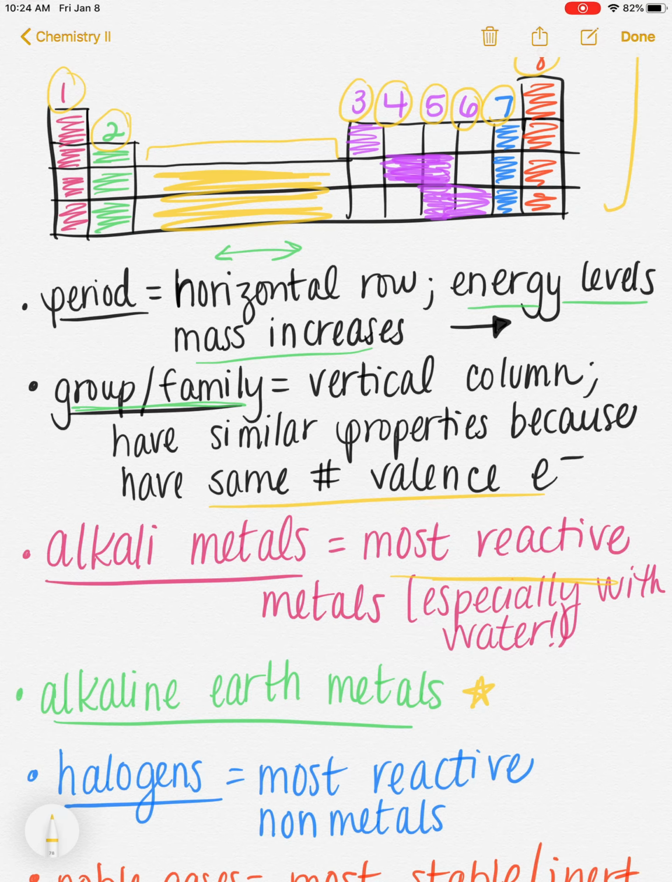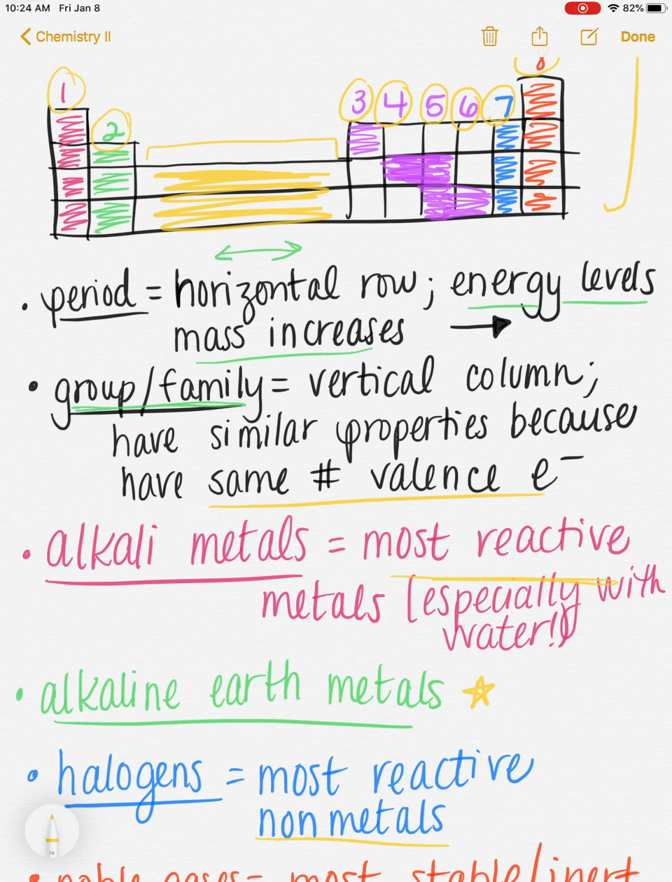Now we're going to skip over here to the blue column, group 7 or group 7A, group 17. Those are the halogens. So these are like fluorine, chlorine, bromine, iodine. These are the most reactive of the nonmetals.